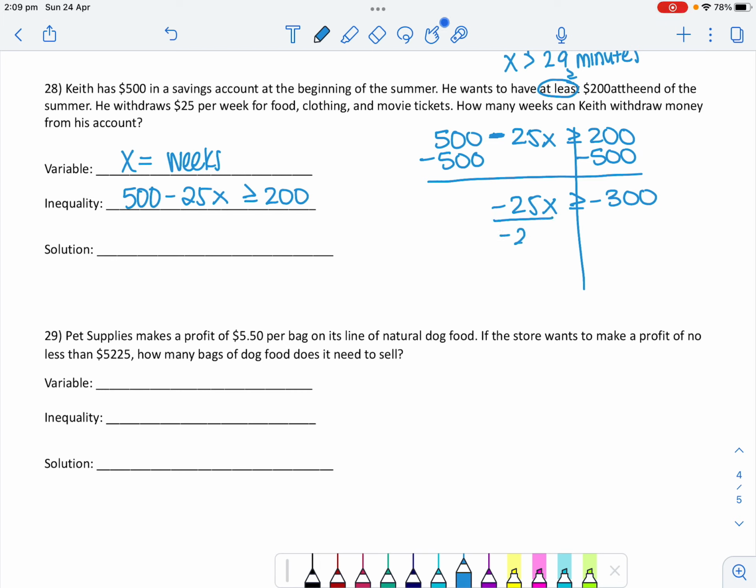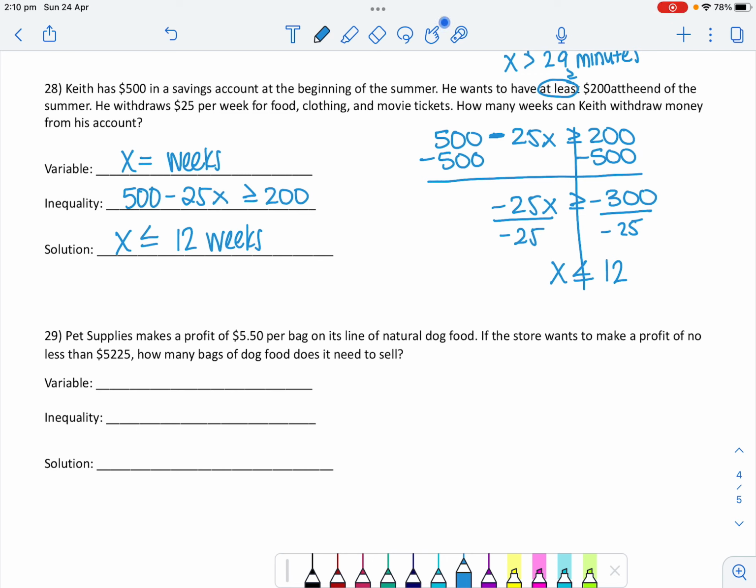So when I divide by negative 25, x is going to be less than or equal to, because my sign has to flip, and it's going to be 12. So x is less than or equal to 12 weeks. So if he withdraws at any point past 12 weeks, he's not going to have enough money left in that savings account like he wants.